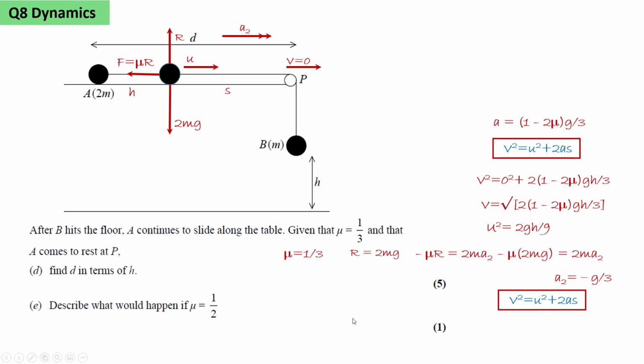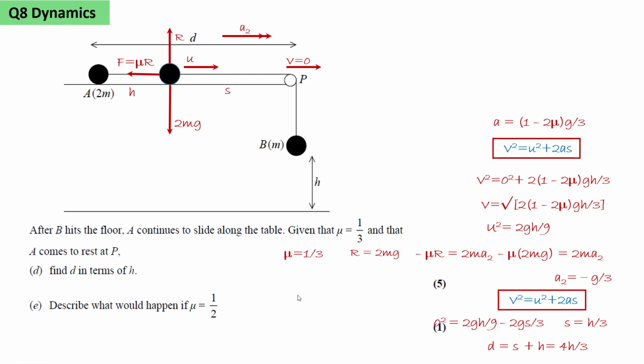Then we apply v squared equals u squared plus 2as. The initial velocity is this u, where u squared equals 2gh over 9. v squared will be 0. We know that a equals minus g over 3, and we have a displacement s. Rearranging it, we can see that s equals h over 3. So to find d in terms of h, d will be s plus h, so it will be 4h over 3.